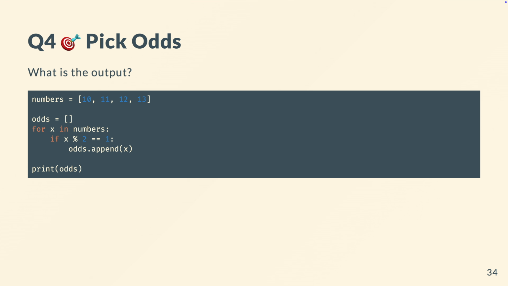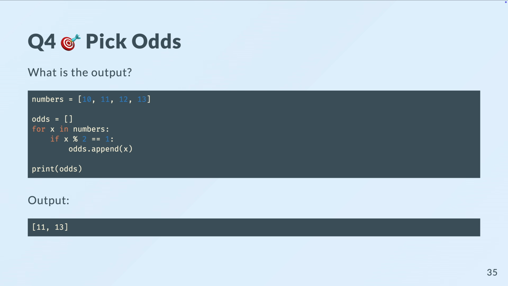Question 4. Pick odds. Numbers is a list of 10, 11, 12, 13. Odds is a new list starting empty. Traverse the input list numbers. If list item x modulo 2 is equal to 1, we know x is odd and append x into list odds. Print odds in the end. What is the output? Pause and answer. Let's check. 11 and 13 are odd, so the output is a list of 11 and 13.